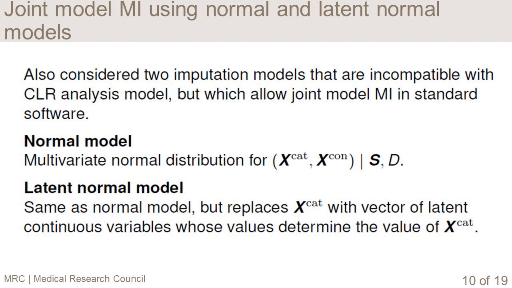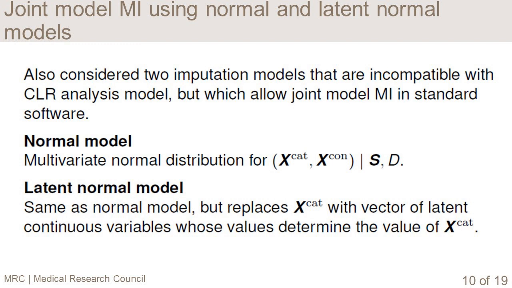So that leads us on to the third of the imputation models, which is the latent normal model. This is like the normal model, but it replaces each binary variable by a latent continuous variable, which when it is positive implies that the binary variable is 1, and when it's negative that the binary variable is 0.